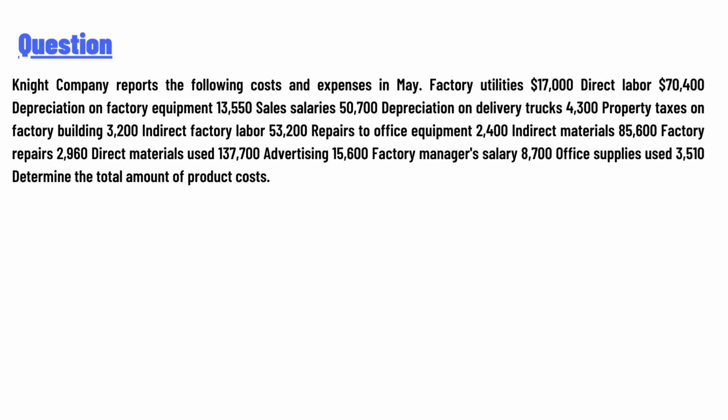50,700, depreciation on delivery truck 4,300, property taxes on factory building 3,200, indirect factory labor 53,200, repair to office equipment 2,400, indirect material 85,600, factory repair 2,960, direct material used 1,37,700, advertising 15,600, factory manager salary 8,700, office supplies used 3,510.